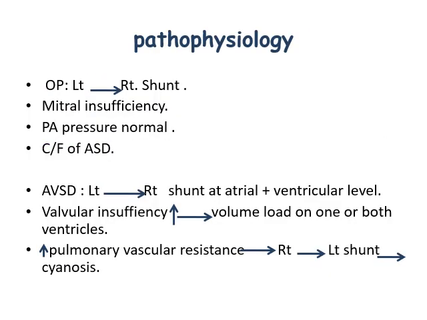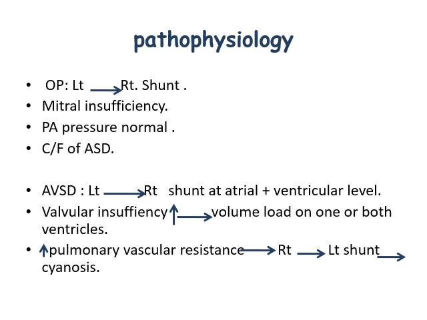We talk about the pathophysiology of endocardial cushion defect, ostium primum. When it is partial, there is a left to right shunt, there is mitral insufficiency, but pulmonary artery pressure is normal. And the clinical features are similar to the atrial septal defect.